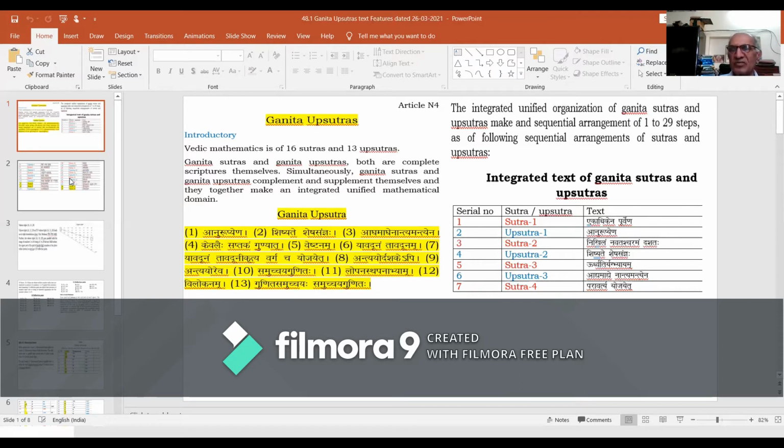We will come to this, as this is one of the basics of the integrated format of the sutras and upsutras together, making a complete format for the entire mathematical domain of Vedic mathematics. Therefore, Sutra 9 will be followed by Ganita Sutra 10, and Ganita Sutra 10 will be followed by Ganita Upsutra 9. This sequence will continue up to Sutra 14, which will be followed by Upsutra 13.